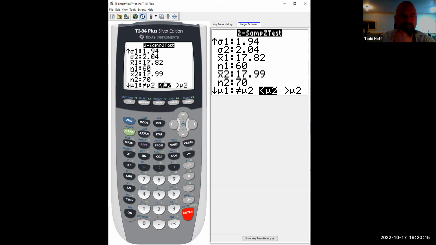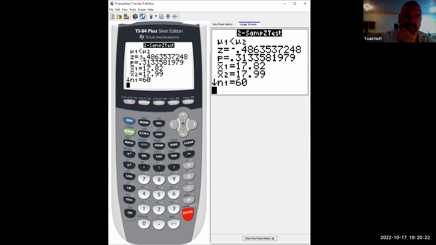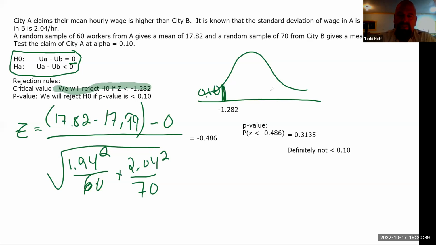Now our alternative hypothesis is less than, so that is correct. And we hit calculate. And then we get the exact same test statistic, negative 0.486, and close to the exact same p-value of 0.3134. Instead, we had 0.3135. But it's the same thing. Either way, we failed to reject the null hypothesis.